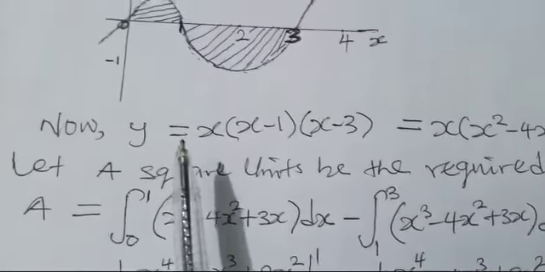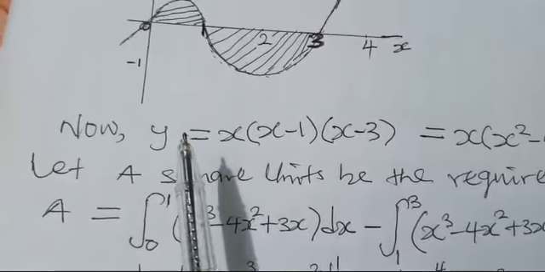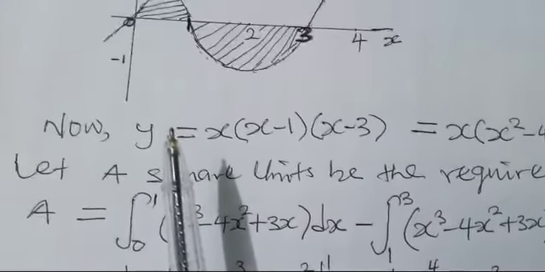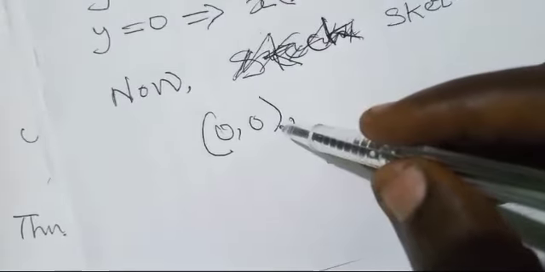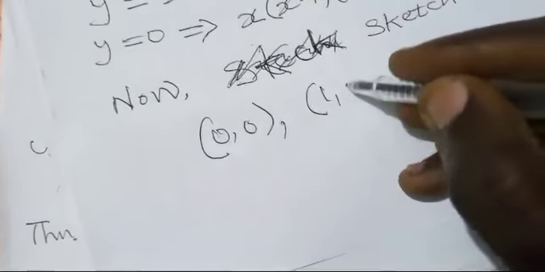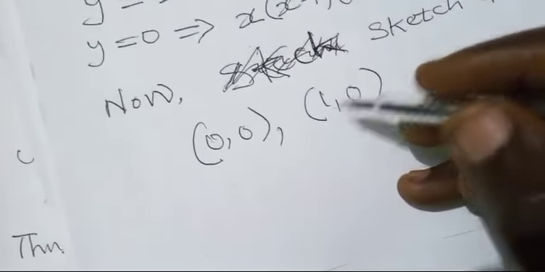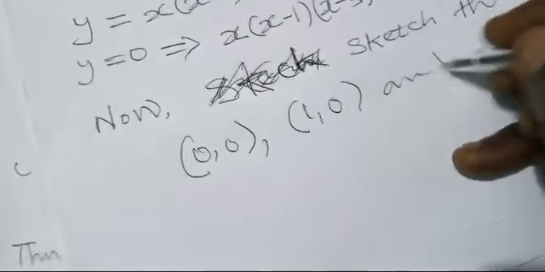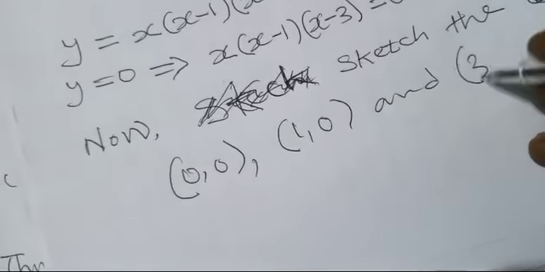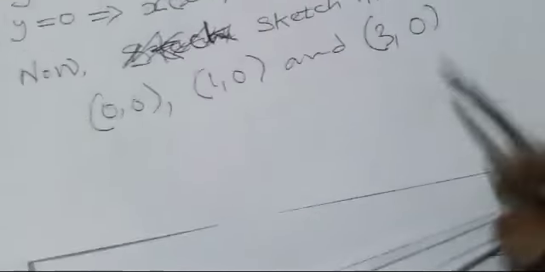What we want to take note of is the 3 coordinates that we got from the zeros of the function. Can you recall? We got number 1, (0, 0). At that point, y is 0, x is 0. We also got (1, 0). At that point, x is 1, y is 0. And we also got (3, 0). At that point, x is 3, y is 0. So we're using these 3 coordinates to sketch the curve.